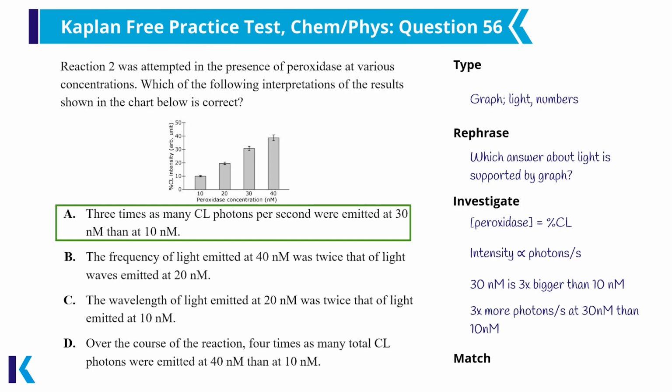D is interesting though. It has a very similar scenario compared to the correct answer. 4 times as many photons at 40 nanomolar as at 10 nanomolar is the same linear relationship I saw in answer choice A. However, D includes this additional component about how the number of photons emitted was over the course of the reaction. And I know that it's not over the course of the reaction, but per second. If D was true, then the number of photons per second would be the same at 40 nanomolar and at 10 nanomolar.